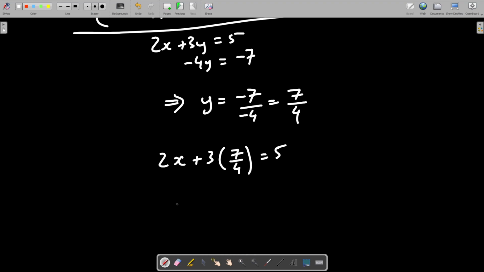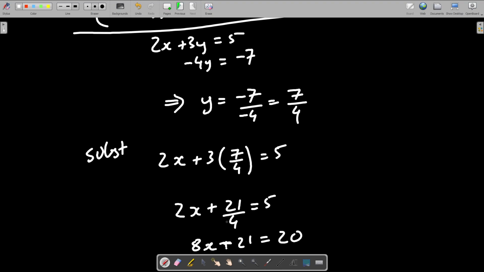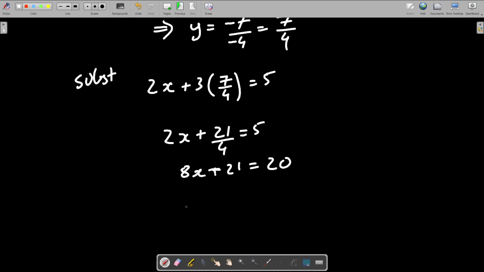Okay, this is going to be 2x plus 21 by 4 is equal to 5. You can eliminate that 4 from the denominator by multiplying 4 on both sides. So this will become 8x plus 21 is equal to 20. Call this substituting. So what are you going to get? You're going to get 8x is equal to minus 1, taking this on the other side, and x is equal to minus 1 by 8.